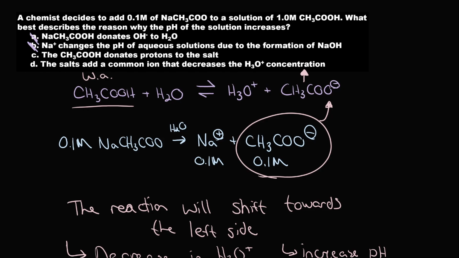Letter C, the CH3COOH donates a proton to the salt. Now, if we look at the specific idea here, it is donating a proton to the water to make the H3O+. So this is not the case as well, letter C. Letter D, the salts add a common ion that decreases the H3O+ concentration, and that is what we derived before, where we have a reaction that shifts towards the left, and in turn decreases the H3O+ and increases the pH of our solution. So letter D will be our right answer here.